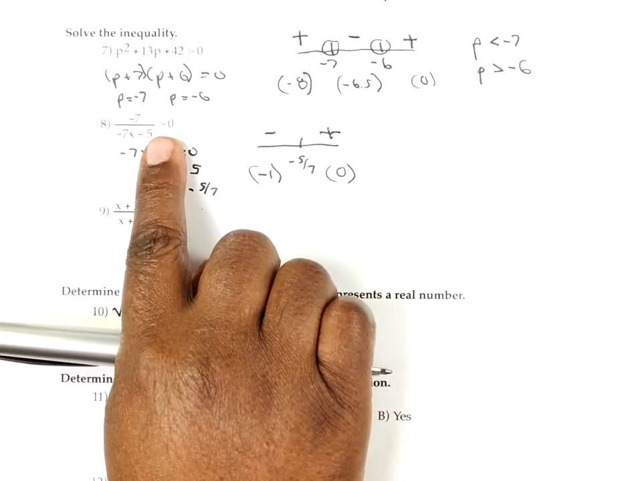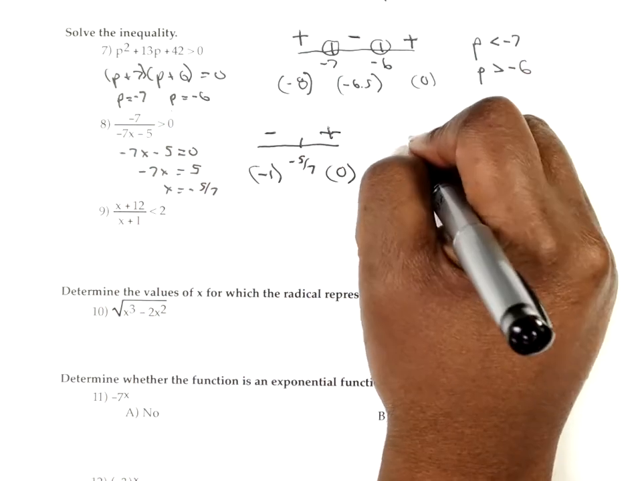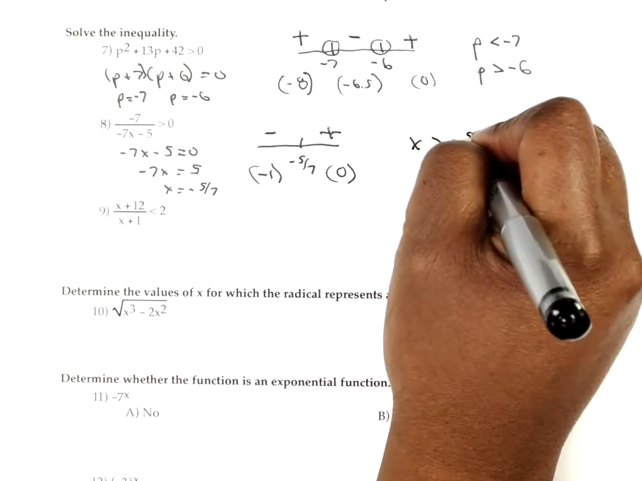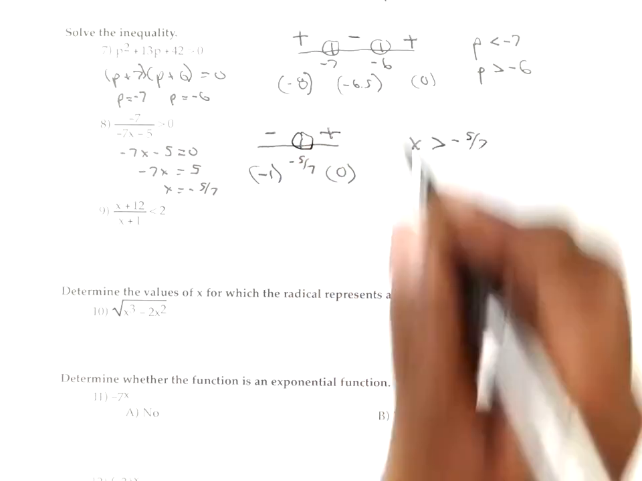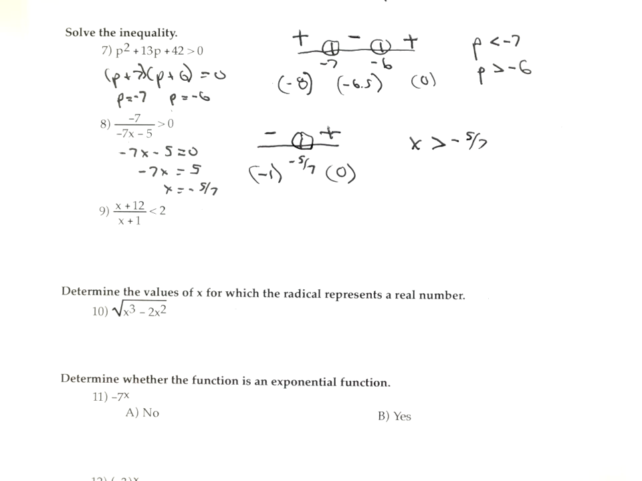So therefore, I wanted to know when it's greater than 0. So my solution is when x is greater than -5/7. And I should have put the open circle because we can never make the denominator equal 0. So it can never be a part of our solution.